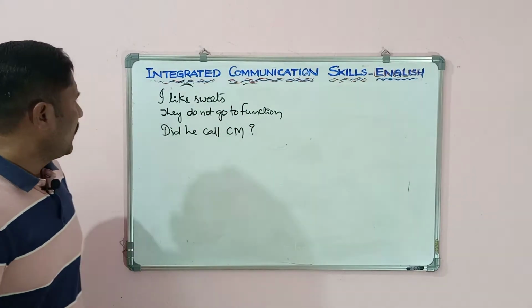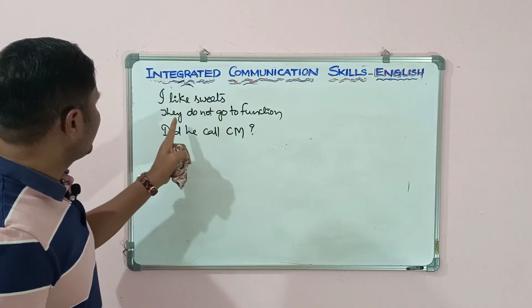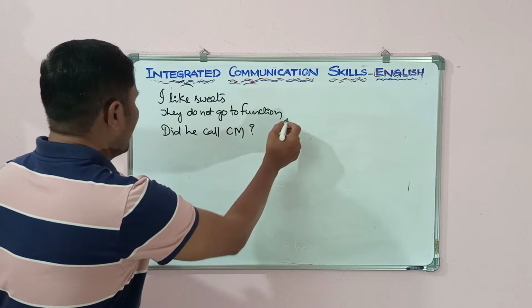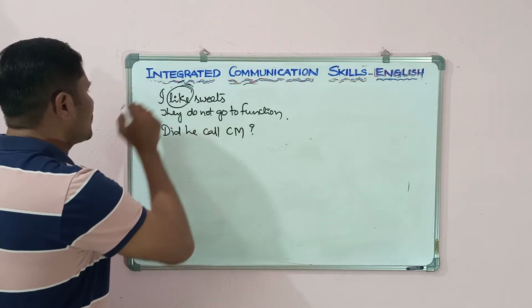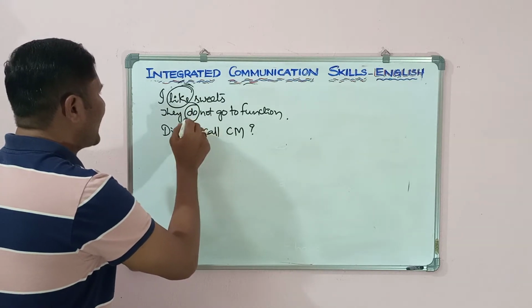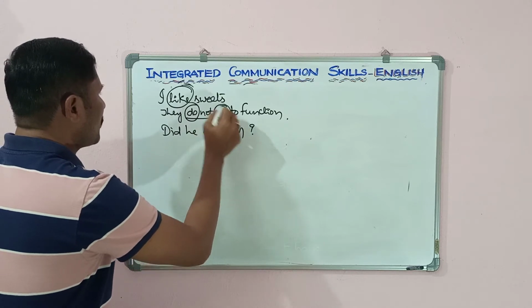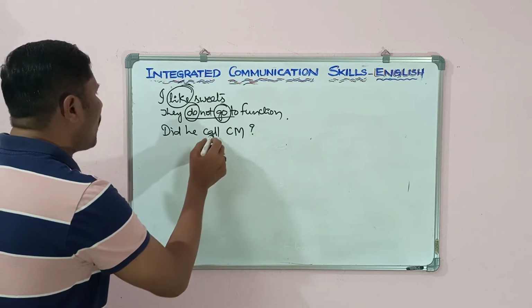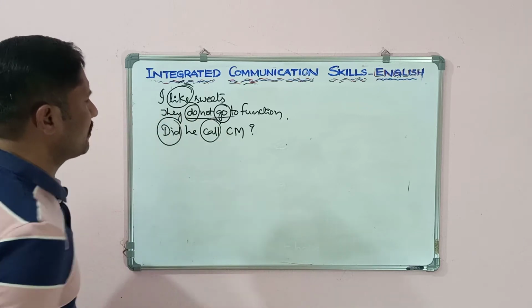Okay, let me read these three again. I like sweets. They don't go to function. Did he call CM? If you observe, here the verb is like. Here, do not go is a negative sentence. But what is the main verb? Go. Did he call? Call is the main verb.